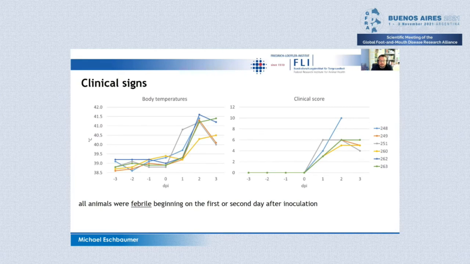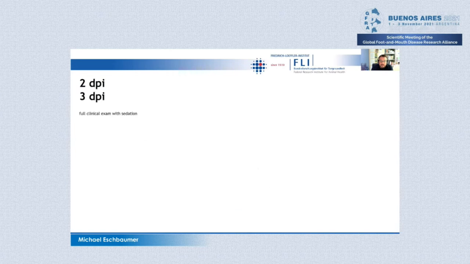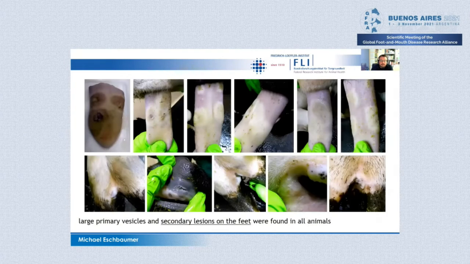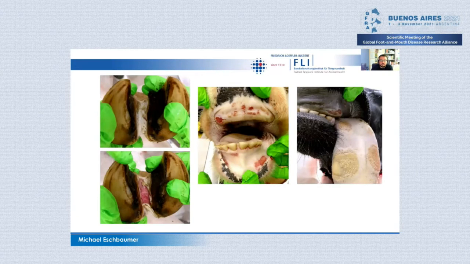And based on our clinical score, which includes fever, lameness, feed intake, and attitude, one animal had to be euthanized on day 2. The others were sedated on day 2, and we did full clinical exams, revealing large primary vesicles on all the tongues and secondary lesions on all the feet of all animals. The clinical picture was quite stunning, actually, particularly if you keep in mind that this was not a recent field isolate or cattle-adapted virus, but an old laboratory strain that has been passaged in tissue culture many, many times.